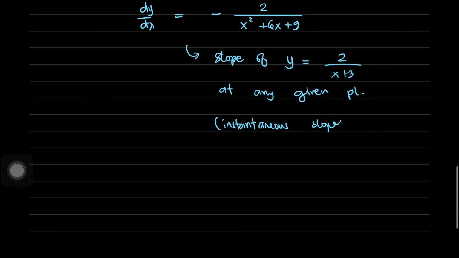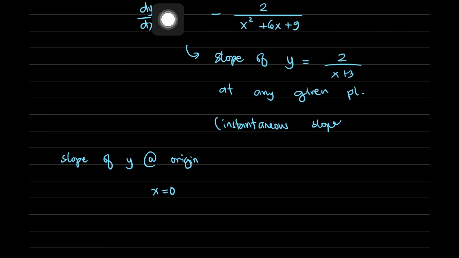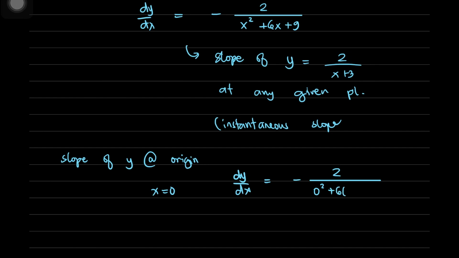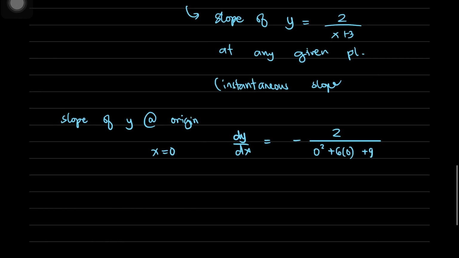Now, to determine the slope of y at the origin, we're just going to substitute the value of x, which is equal to 0, into this derivative. So this is now dy over dx equals negative 2 all over 0 squared plus 6 times 0 plus 9. So the slope of the function at x equals 0, or at the origin, is now equal to negative 2 over 9.